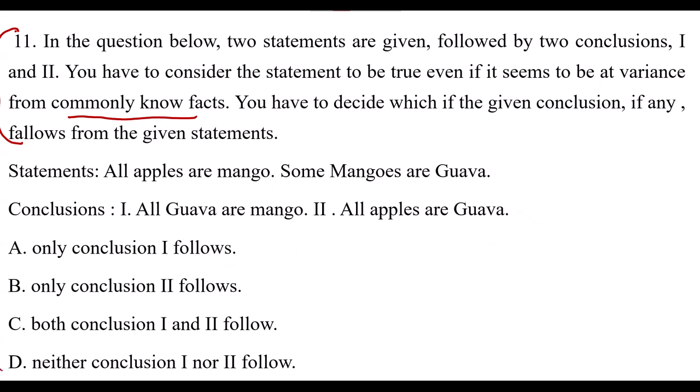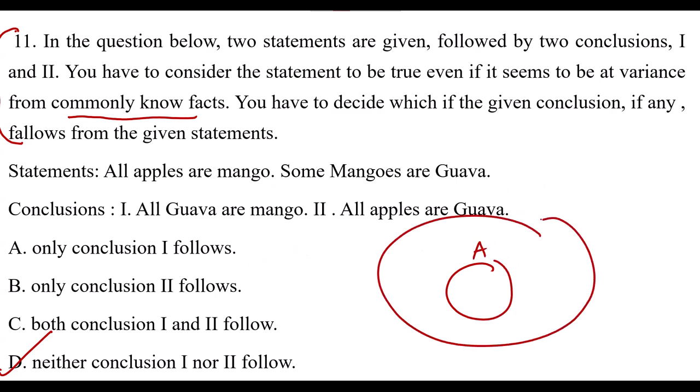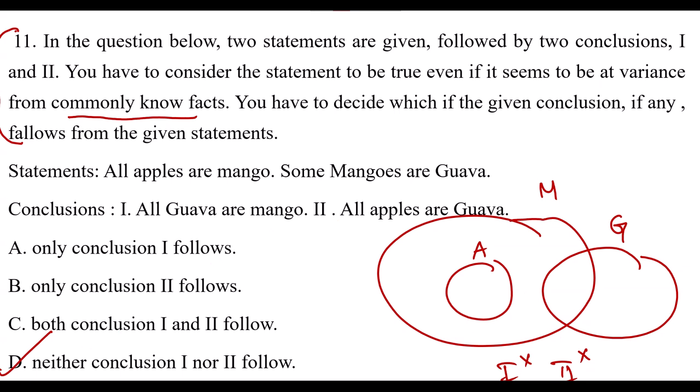Neither one nor two. As per the question, all apples are mango, some mango are guava. So all guava are mango, no. All apples are guava, no. Both fail. When both fail in one diagram, either does not come. Now we could go for multiple diagrams, but here with one diagram itself, both are eliminated. And there is no such word called possibility, nothing like that. So we can go with neither one nor two.